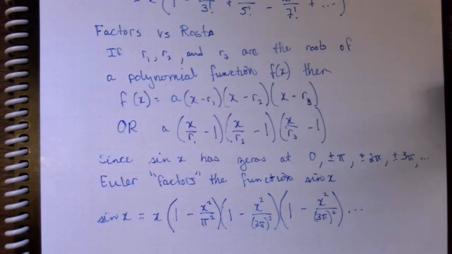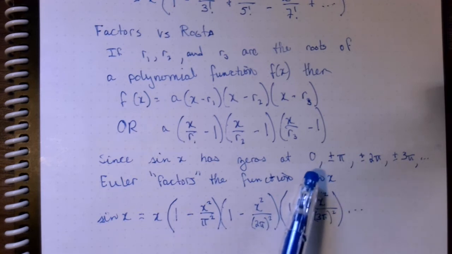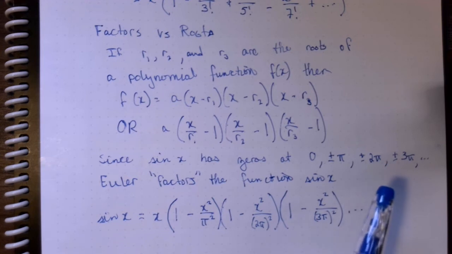So Euler's reasoning goes as follows. He says, okay, I know the roots of the sine function. The sine function has roots at 0 and plus and minus pi and plus and minus 2 pi and so forth and so on. In other words, integer multiples of pi. So Euler gets a factorization for the sine function, right?